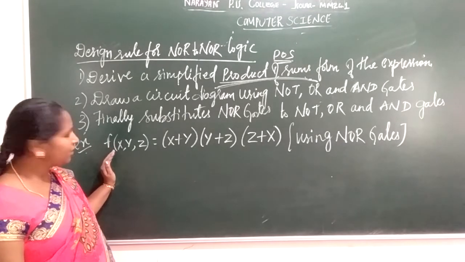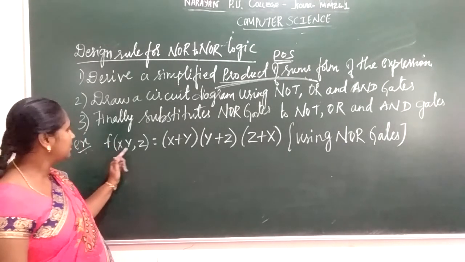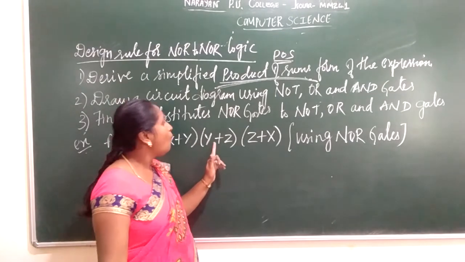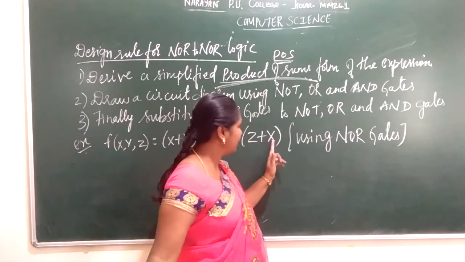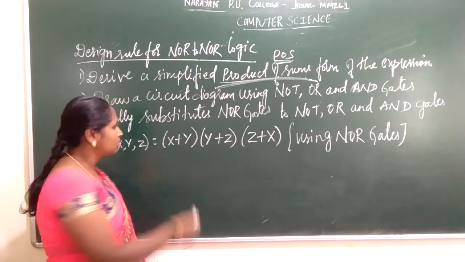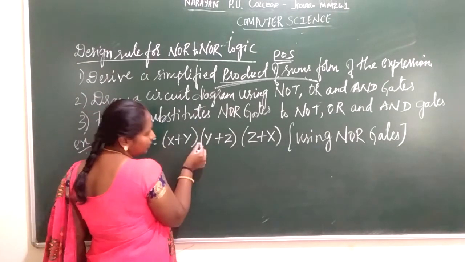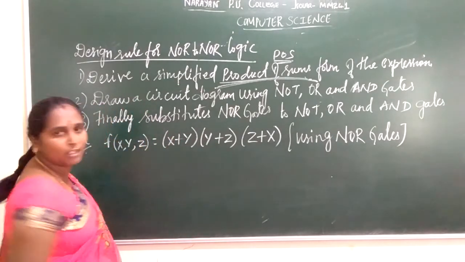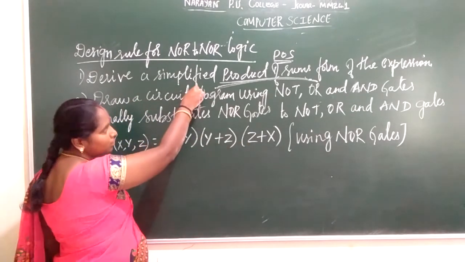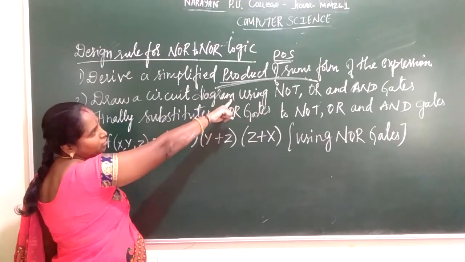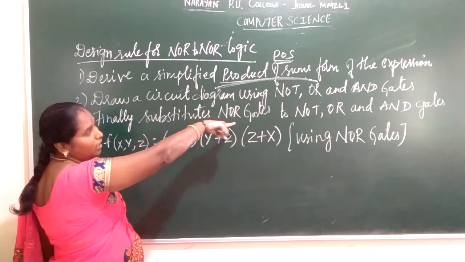For example, I have taken one example. F of x comma y comma z is equal to (x plus y) into (y plus z) into (z plus x). So it is in the form of POS, product of sum. So these are sums, and in between there is a product. So it is a product of sum, which is in the form of POS. For this you have to draw a circuit using your basic gates. After the basic gates are drawn, you have to convert them into NOR gates.